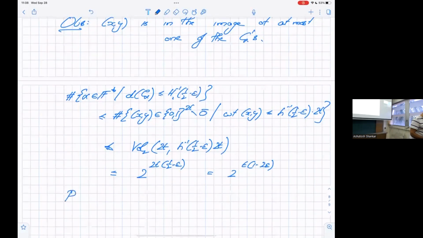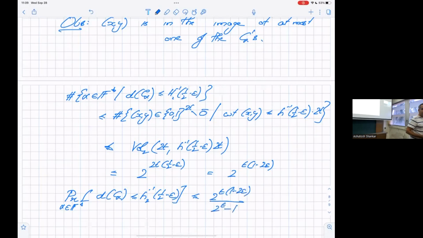Therefore, what is the probability over alpha in F star that the distance of C alpha is less than or equal to H inverse of half minus epsilon? This is certainly less than or equal to 2 power t times (1 minus 2 epsilon) by 2 power t minus 1. For large enough t, you can ensure that this is less than epsilon. For large enough t.